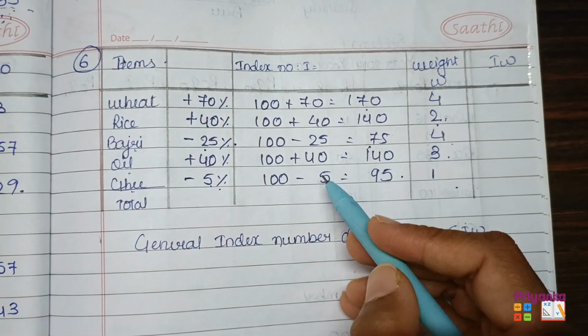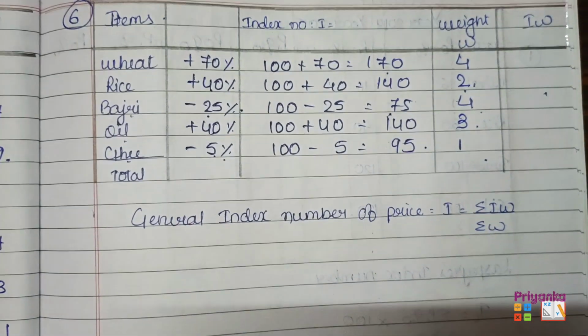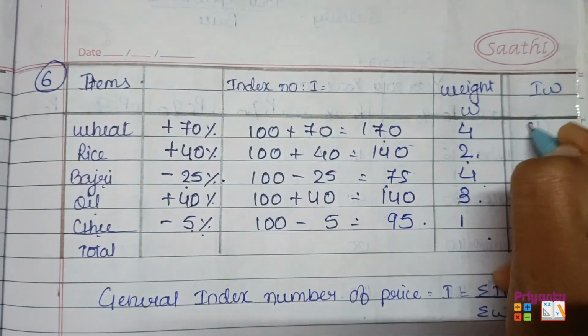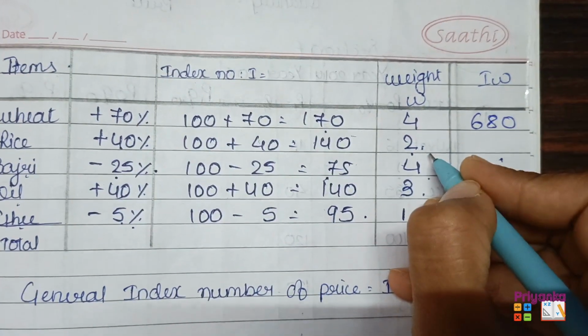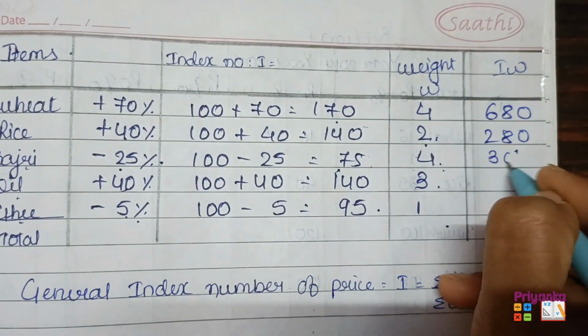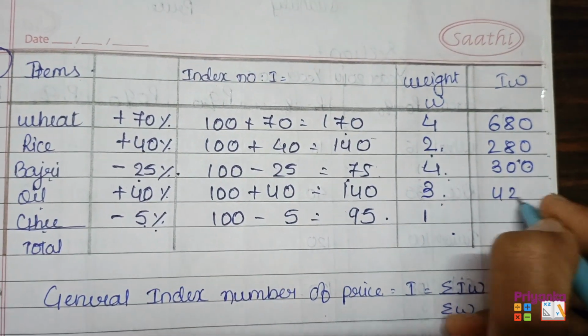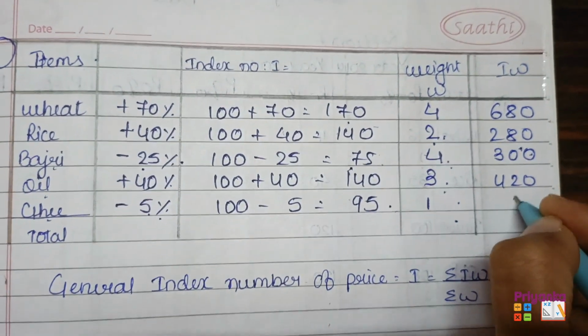After getting the weight and the index number, multiply them to find out IW. 170 multiplied by 4, that is 680. 140 multiplied by 2, 280. 75 multiplied by 4, that is 300. 140 multiplied by 3, 420. 95 multiplied by 1, that is 95.